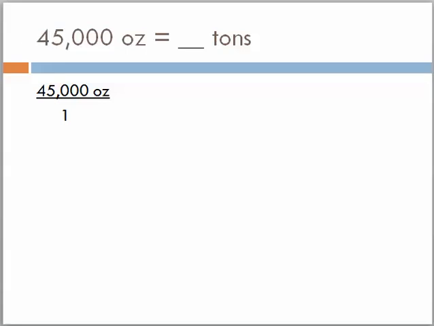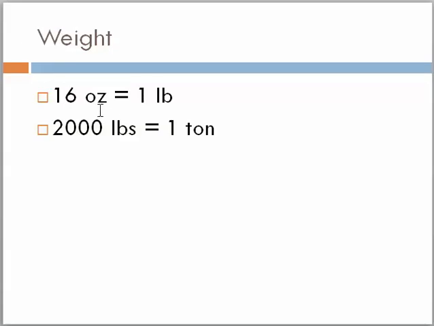Let's work through a problem here. 45,000 ounces into tons. I've already done the first step by writing it over 1. The next step is to write down the next conversion factor. Well, after you get into ounces, we have a conversion that says 16 ounces is 1 pound.